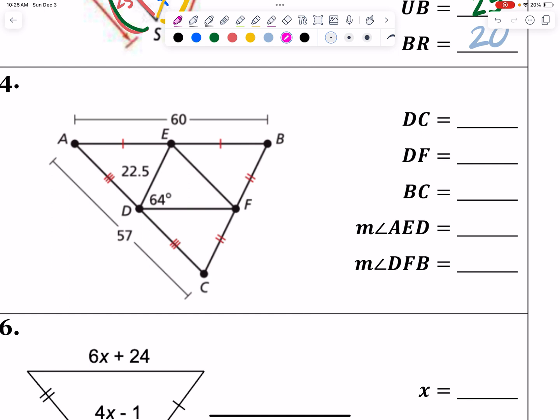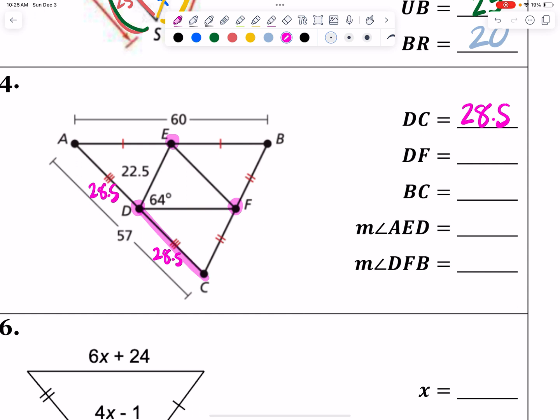So again, I have the proper marks. I know that E is a midpoint, D is a midpoint, and F is a midpoint. And so all of these are midsegments. So how do I find D to C? D to C is just going to be half of that third side. That third side is 57. So we're going to do 57 divided by 2. That would give me a length of 28.5. We take 57 and divide it by 2. So both of these sides would be 28.5.